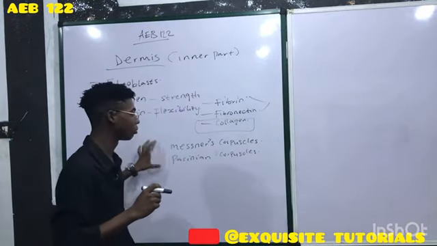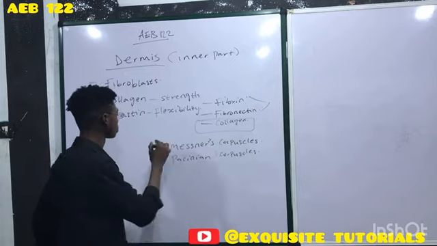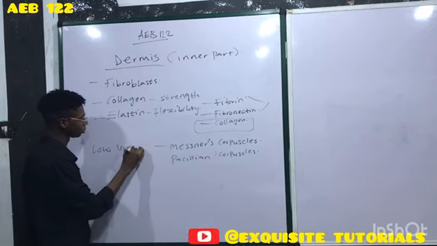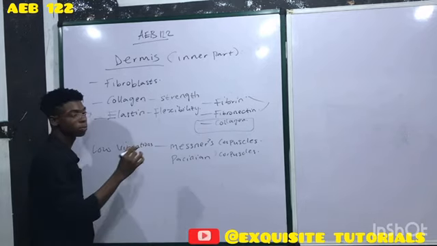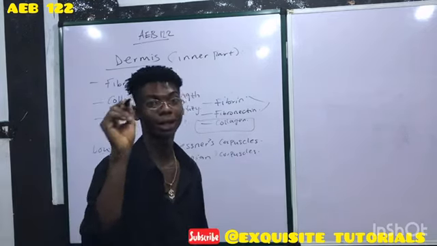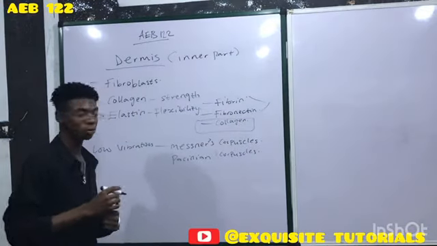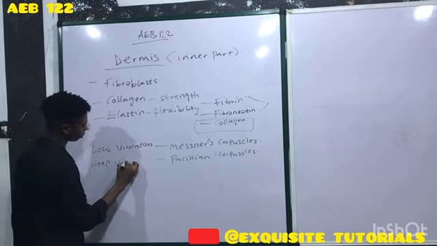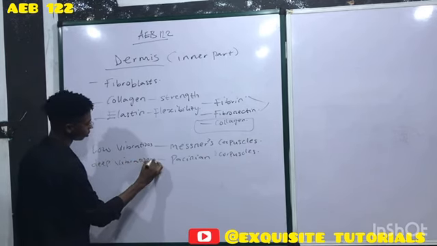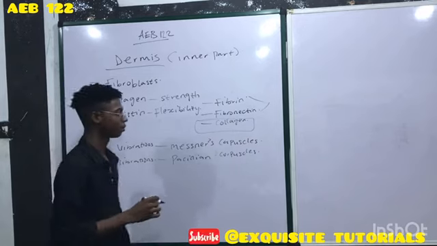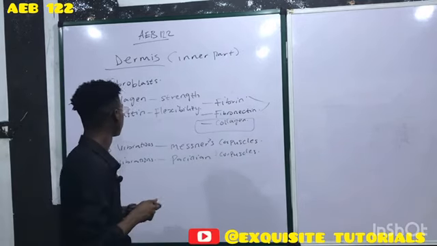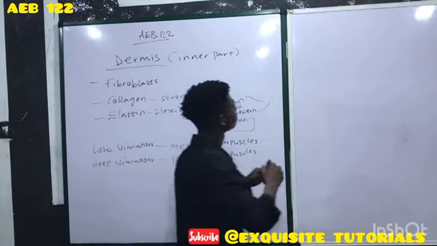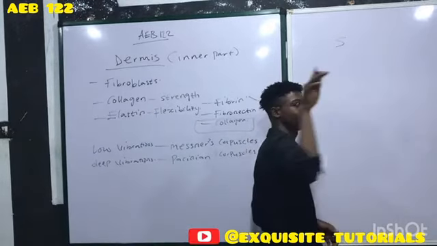They both respond to vibrations, but the Meissner corpuscles respond to low vibration. I think your textbook ranges it from about 10 to 50 hertz. Now, the Pacinian corpuscles respond to deep vibrations. These parts are sensitive. They are receptors. We are done with the dermis, so we move to the subcutaneous layer, which is about, I think, just a few lines.